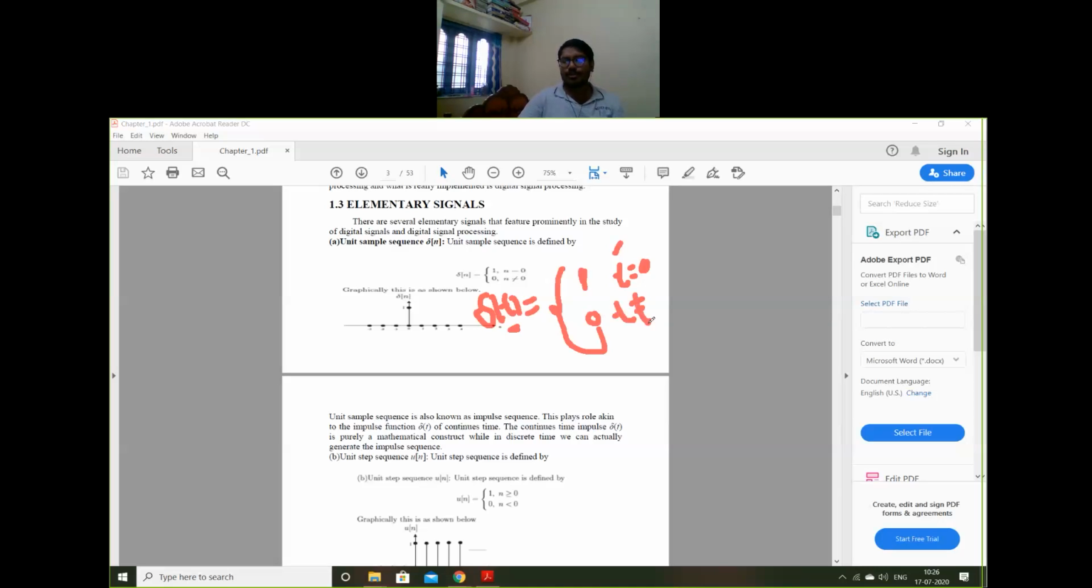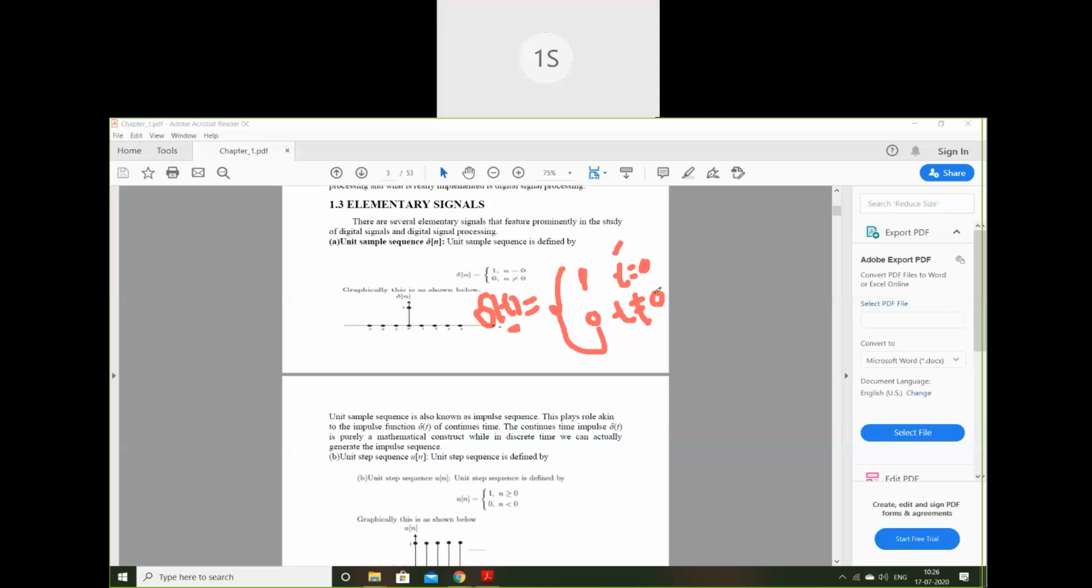One point you need to remember: for the unit impulse, there is no discrete and no continuous, because it is available only at 0. It is available at only one point. How can you say it is discrete? Not correct. But I can represent it like this.